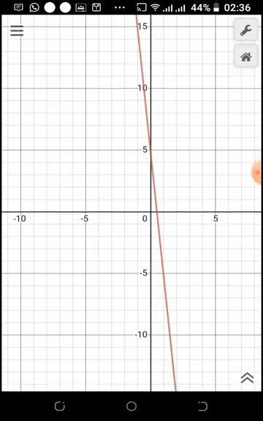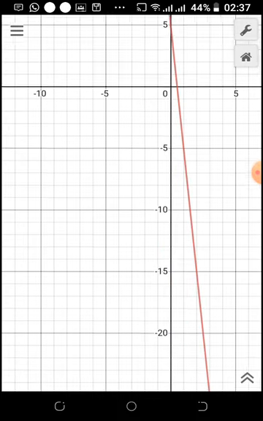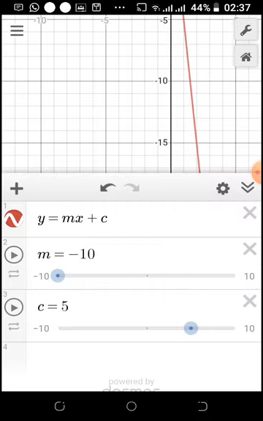As you can see, because the y-intercept is 5, the c is 5, the line is still cutting the y-axis at 5. The coordinate there is x equal to 0, y equal to 5. Okay, so we can do a number of things with that equation. Let me try and change the values again.